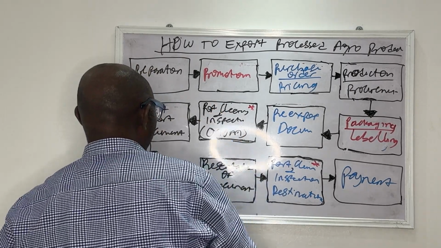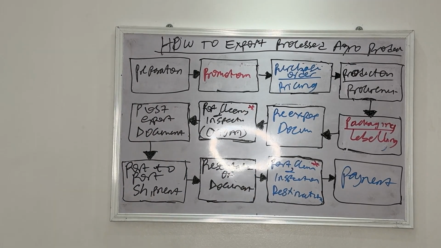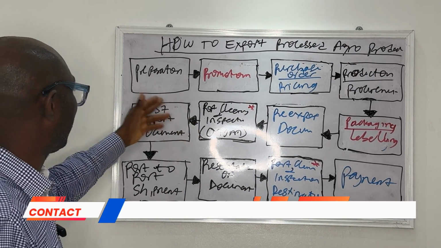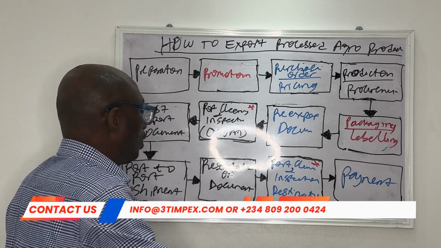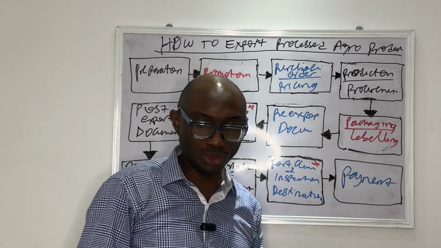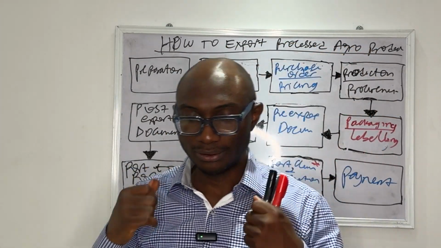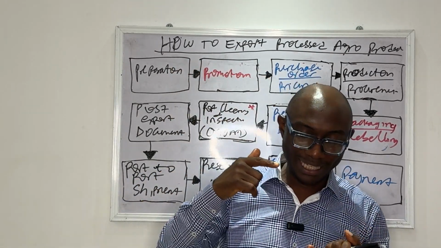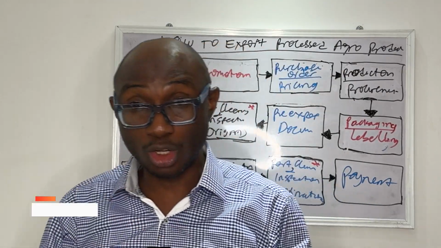Port clearance and shipment, so port clearance and inspection at the origin country. Then post-export documentation when the goods are cleared for shipment. Port to port shipment is done while that is on. Presentation of document. Port clearance at destination, and afterwards you get paid as an exporter. So if you are seeing this, I've used the same model to explain exporting of solid minerals, and I've used the same model to explain exporting of agro commodity.